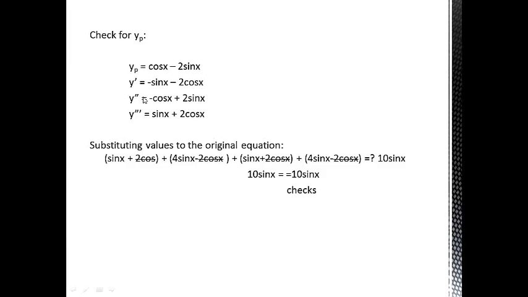And then we check whether yp really is a solution for the original equation. So yp is equal to cosine x minus 2 sine x. And then by doing the following derivations, we substitute y prime, y double prime, and y triple prime into the original equation and check whether it is equal to 10 sine x. And from this equation, we see that 10 sine x is equal to 10 sine x, which checks.